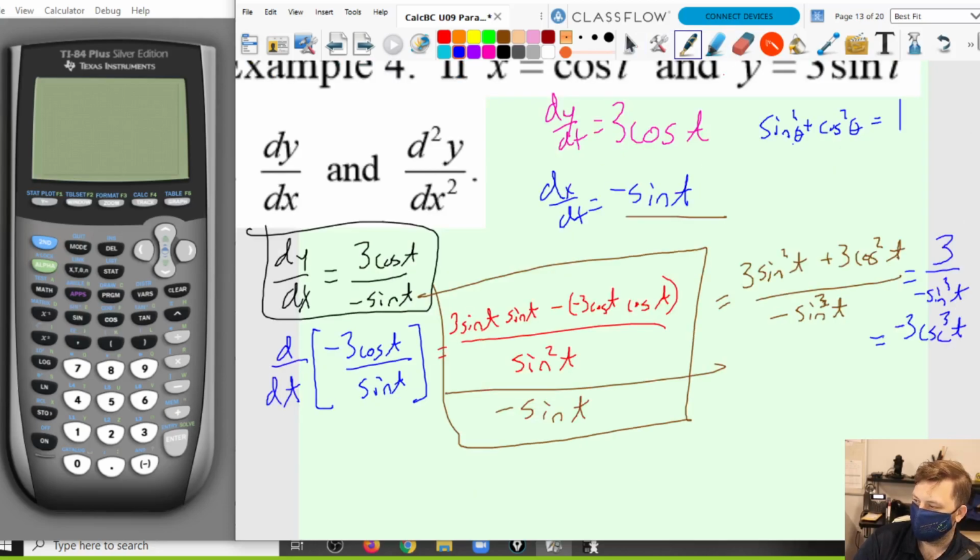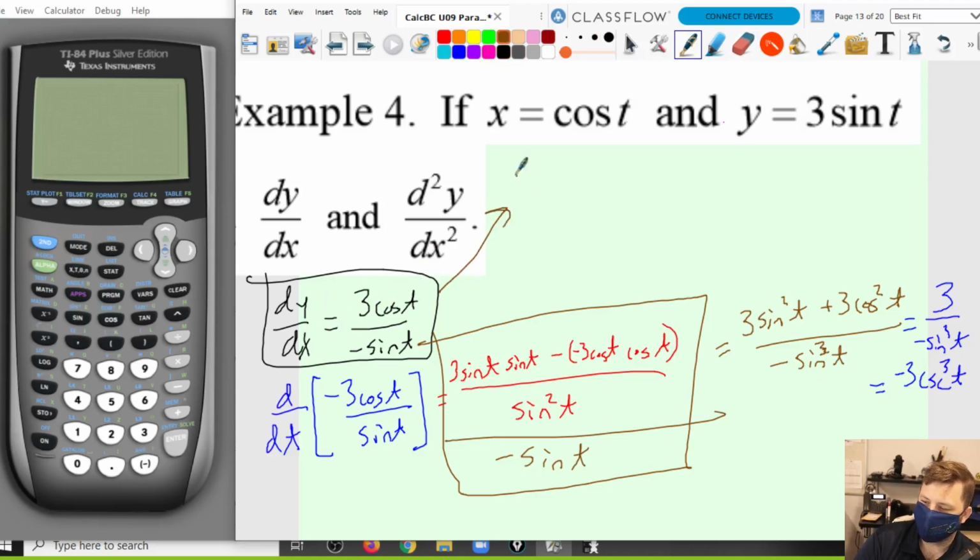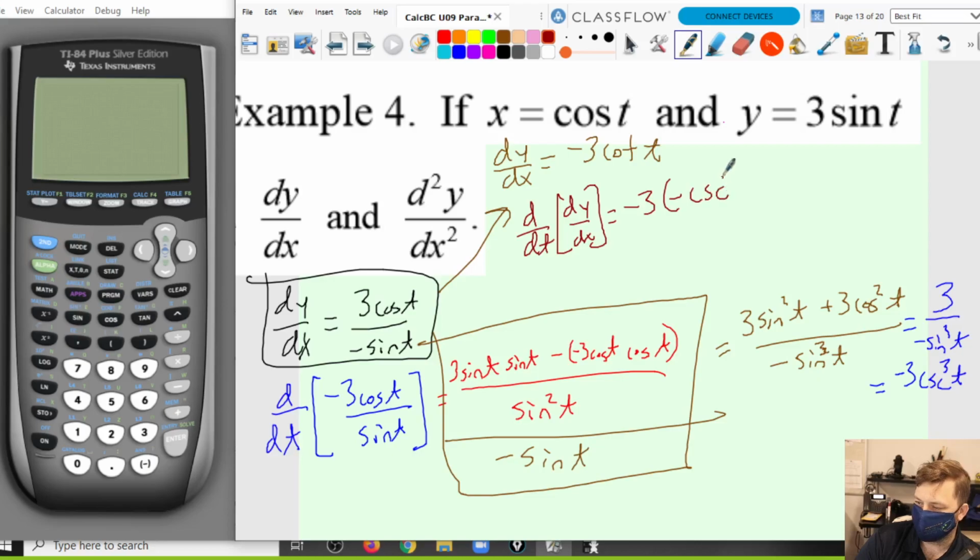I want to show you something else. What if you did this differently? If you know your trig stuff, you can simplify your life a little bit. You can take this equation right here and rewrite my dy/dx. Cosine over sine is cotangent. That's the reciprocal of tangent, right? So it's actually negative 3 cotangent of t. So if I say negative 3, what's the derivative of cotangent? It's negative cosecant squared, right? So the derivative of this dy/dx would be negative 3 times negative cosecant squared of t, which is 3 cosecant squared t.